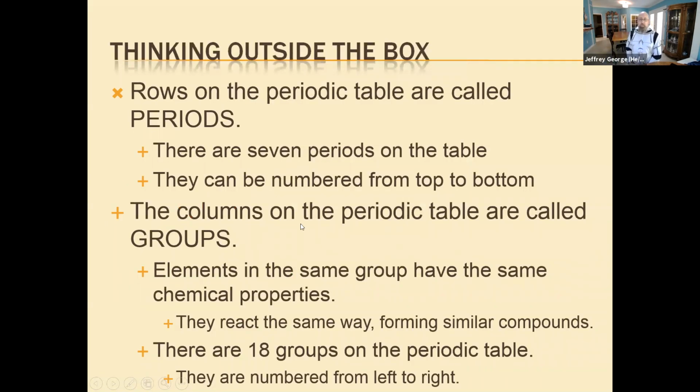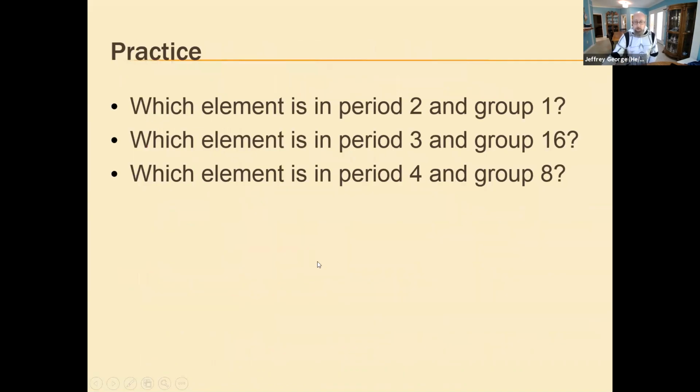Columns are called groups. Elements in the same group particularly have the same chemical properties, meaning they will react the same way in the same situation. And there are other properties that are often in common with those elements as well. There are 18 groups on the periodic table. They're numbered from left to right, right?